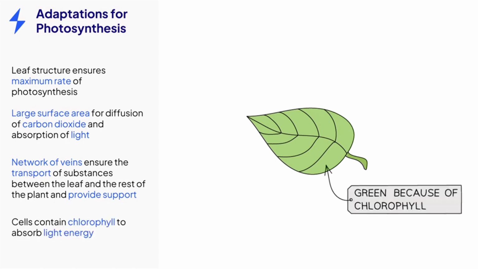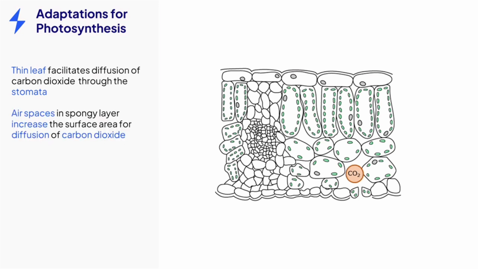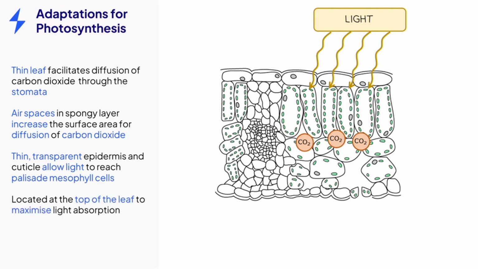The cells of the leaf contain chlorophyll that will absorb light energy so that photosynthesis can take place. The leaf is thin to allow carbon dioxide to quickly diffuse to the palisade mesophyll cells through the stomata. Air spaces between the spongy mesophyll cells increase the surface area to ensure that carbon dioxide reaches the mesophyll cells as quickly as possible. Both the upper epidermis and cuticle are thin and transparent to allow light to reach the chloroplasts in the palisade mesophyll cells. These cells are located near the top of the leaf in order to maximize the absorption of light by the chloroplasts.